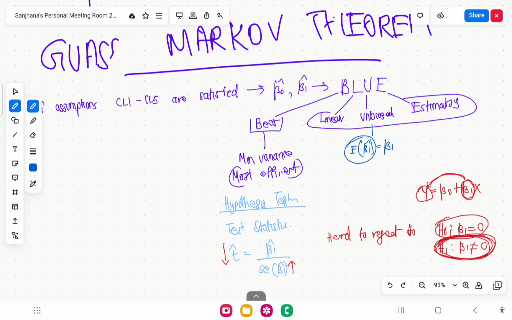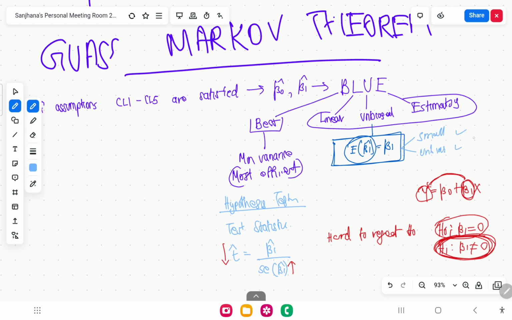So if CLR1 to CLR5 are satisfied, OLS estimators are unbiased regardless of the sample size, guys. I'm stressing this point again because this holds true when you satisfy CLR1 to CLR5. OLS estimates will give you this irrespective of whether the sample size is large or not. So you don't have to worry whether this is a large sample or small sample. Your estimators are anyway going to be unbiased. For small and large, this applies.